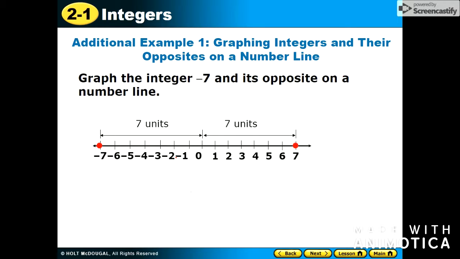All you need to do when you plot it is put 2 dots on your sheet of paper. Put a dot at -7 and at +7. And so the opposite of -7 would be +7, because again, it's the same distance away from 0.